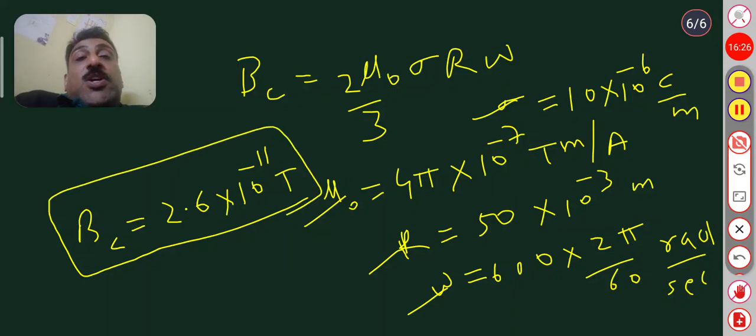You can consider the sphere as made up of so many thin circular current carrying rings or coils, and when you integrate from top to bottom, you get the total magnetic field at the center of this sphere. And the magnetic field comes out to be how much? 2.6 into 10 to the power minus 11 Tesla. This is the magnetic field produced at the center of the ebonite ball.